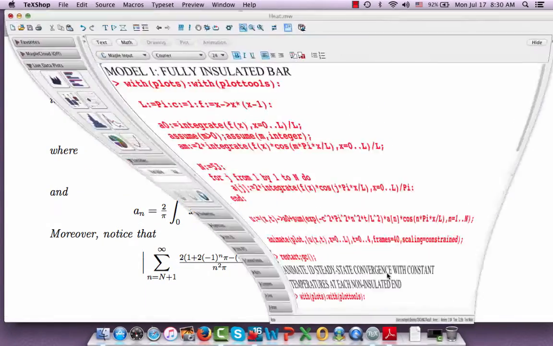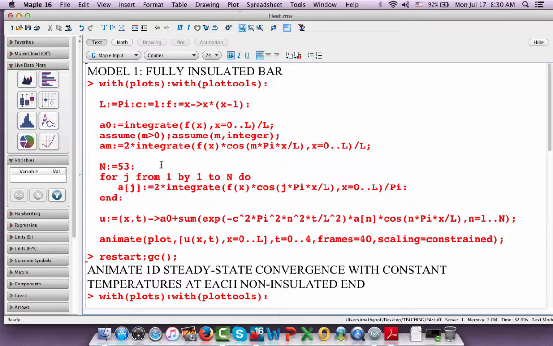Let me just go ahead and show you. Again, with Maple, this is nice. You can kind of do everything in one place. So I'm just telling Maple to access certain tools for creating the animation, and then I'm defining my length, my value c, and my function for the initial temperature distribution, and then I'm calculating my A0, and assigning that value to the number A0 here.